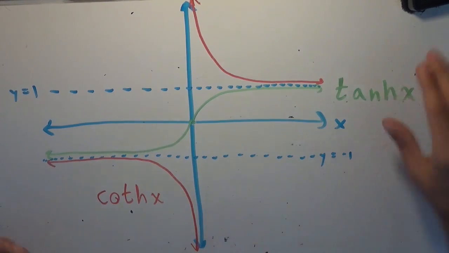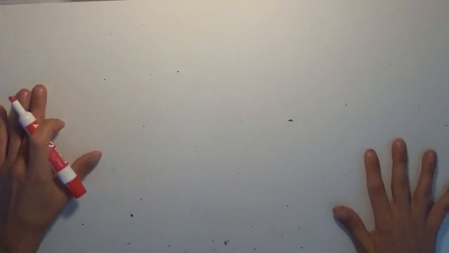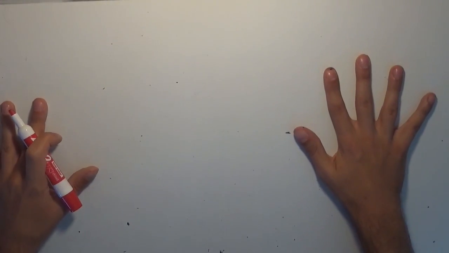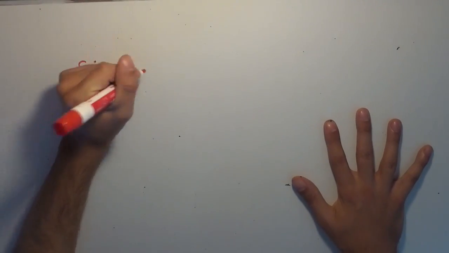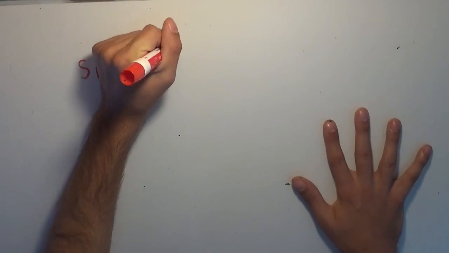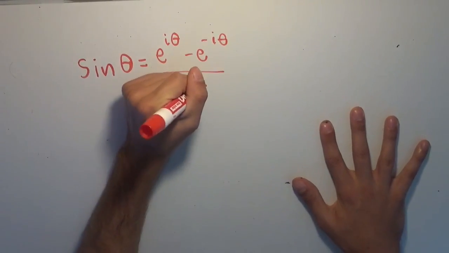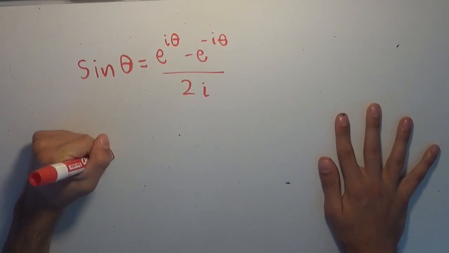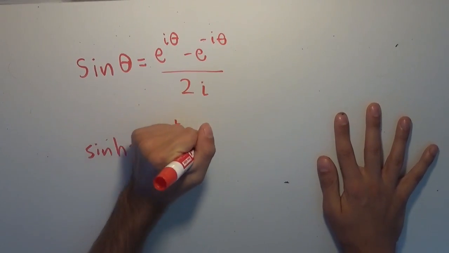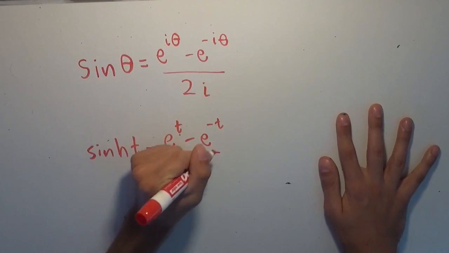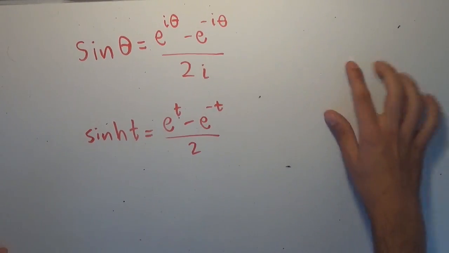And before I end, I just want to make it very clear. All these functions have nice definitions. So just to be absolutely clear, we have from Euler's formula that the sine of theta is equal to e to the i theta minus e to the negative i theta over 2i. And the analogous function, hyperbolic sine of t, is e to the t minus e to the minus t over 2. So it's essentially the sine function without any i's in it, without any imaginary component.